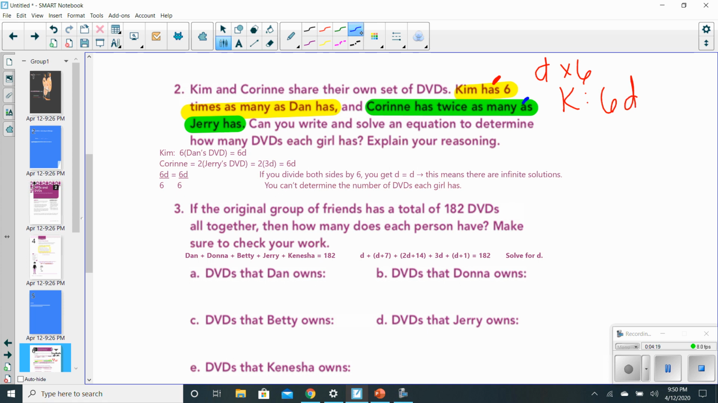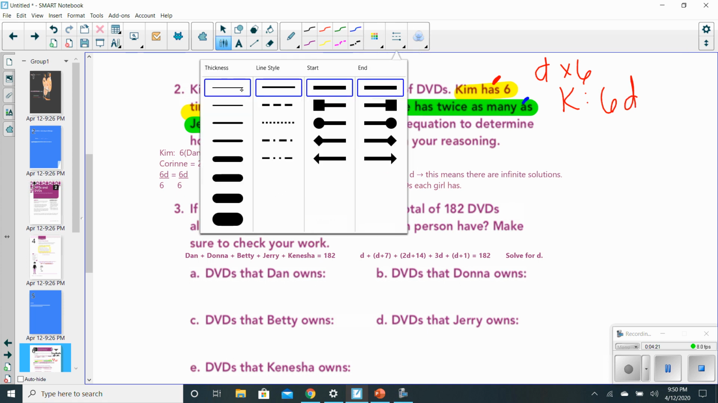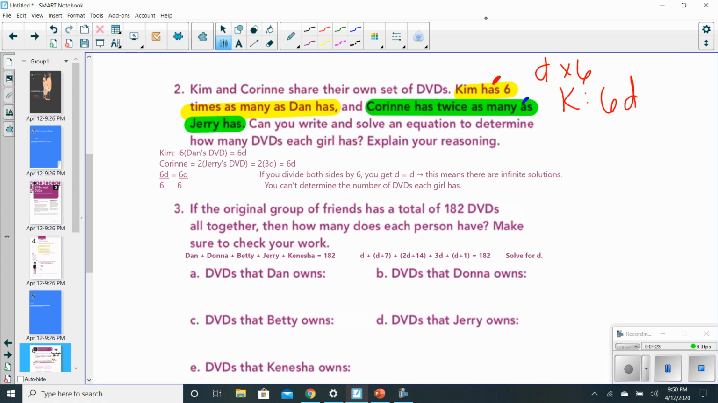Simple enough. Now, if we're talking about Corinne, she has twice as many as Jerry. So that means we're literally taking Jerry's amount of 3D, and we're going to multiply that by 2. So that means Corinne also has 6D. So when you're looking at this, you see they both have 6D. What does that mean? Remember, the ultimate goal here is we want to get D by itself.